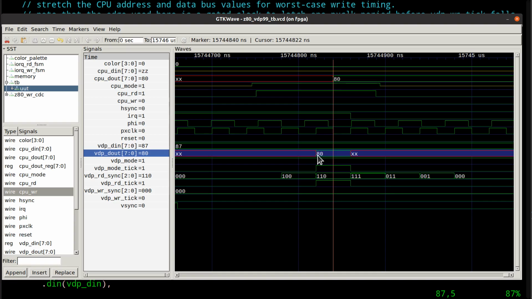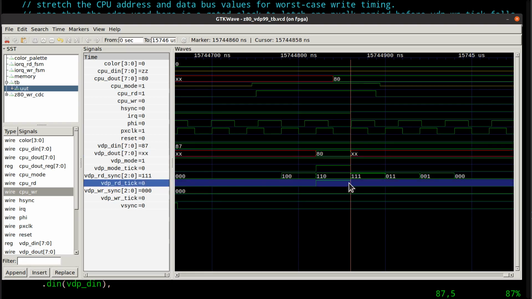Okay, we know about that, but right now we don't care so much about the context other than the fact that we want to read a value. And the value is only valid during this read tick window here, okay? And after this falling edge, it goes away. So the CPU has to take it from the VDP on this rising edge of the pixel clock.